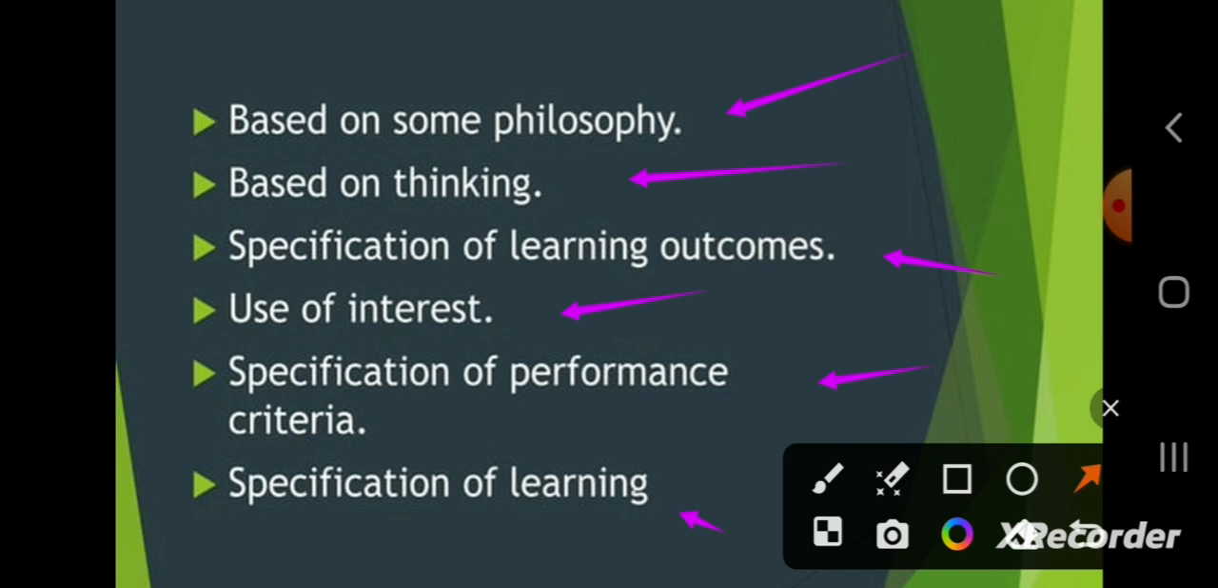Next, helps in realization of objectives. The ultimate purpose of a teaching model is to help educators achieve educational objectives. By following the model, teachers can ensure that their instructional practices are aligned with their goals and effectively promote student learning. Specification of operation. Teaching models specify the operational aspects of instruction, including the use of materials, resources, and classroom management techniques. This helps teachers implement the model consistently and effectively in their teaching practice.